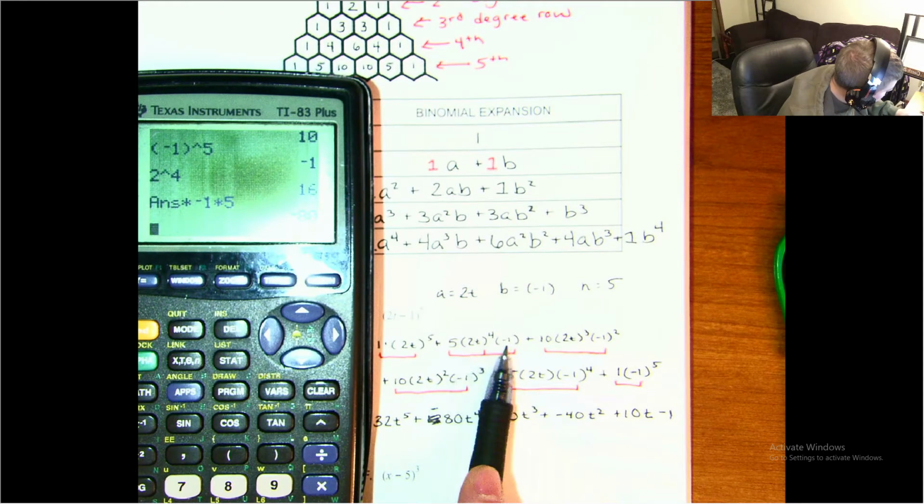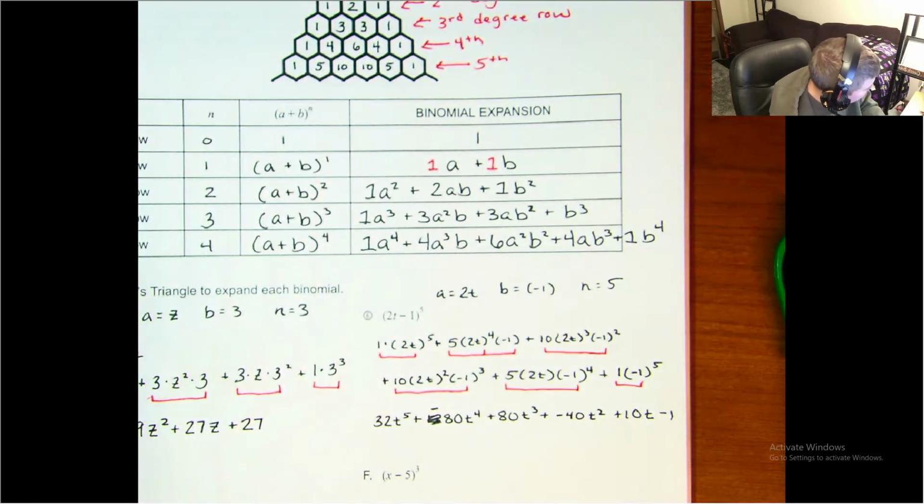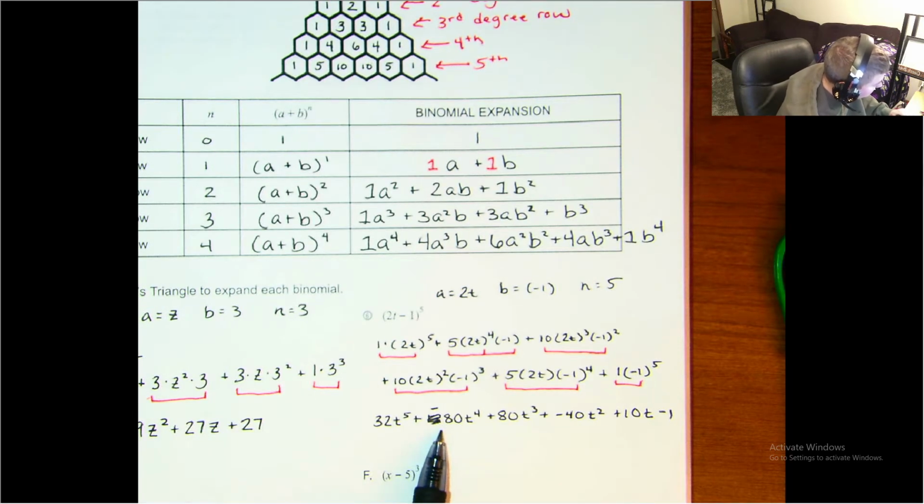Negative 80. So, let's double check. 2 to the fourth power times negative 1 times 5, negative 80. Okay, let's double check this one. 2 to the third power, 8 times negative 1 squared times 10. Okay, perfect. So we did just miss, I must have thrown something wrong in the calculator here.